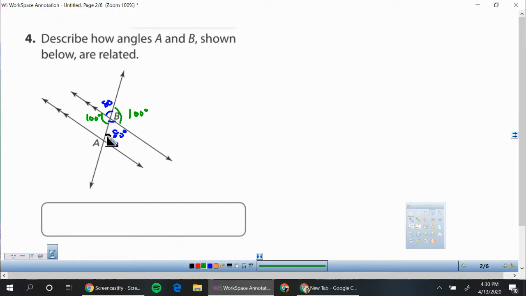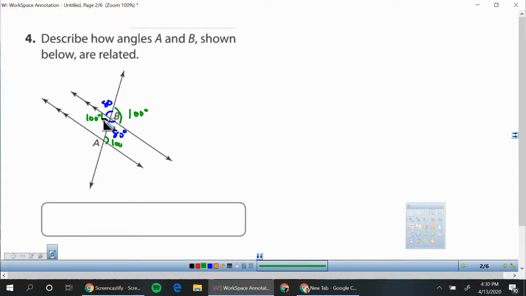Why does it have to be 100? Since these are parallel lines, and this line crosses it, this has to be 100 and this has to be 80. Later in geometry, there are going to be some more technical terms like alternate interior, but I will not get into that. So this degree is 80 and this degree is 100.